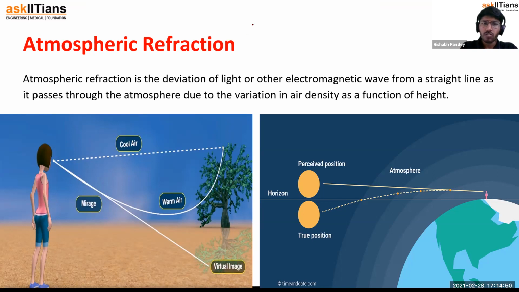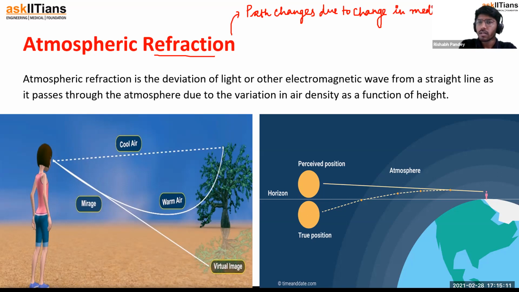We have already talked about the concept of refraction, right? And we know that the path changes due to change in medium. So say there's a light which is trying to enter from one medium, mu1, into another medium, mu2, and it's the denser medium, so obviously it has to bend towards the normal. Some phenomenon like this is also seen in the case of the atmosphere.